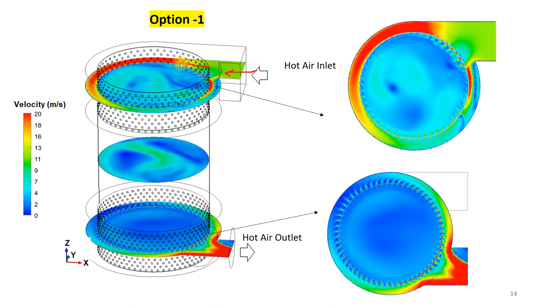Here the air is distributed from both sides, because the baffle is there, and it passes through this circular hole and flows vertically. This hot air is again distributed through the holes from the bottom side, and it flows through this annular passage. Because of accumulation of the hot air here, velocity increases. Here we can see the cross section at the top and bottom.